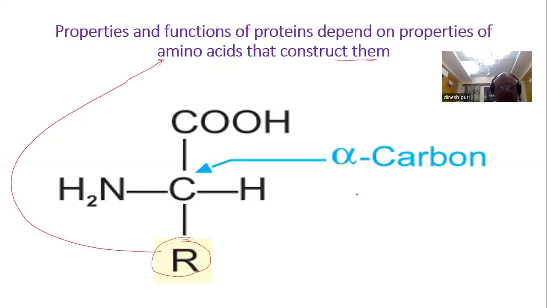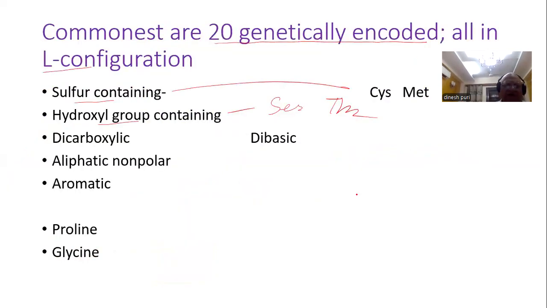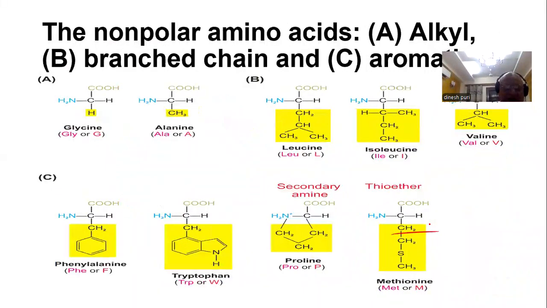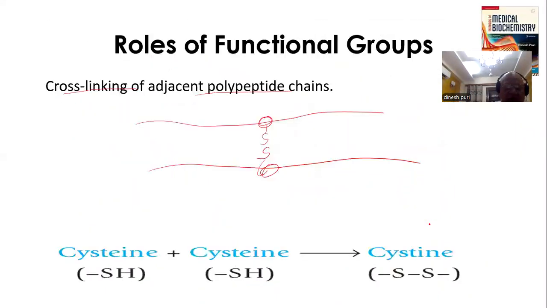So the R group, we had seen, varies. There are some sulfur containing R groups, hydroxyl group containing. There are certain which are dicarboxylic. There are two carboxyl groups, two amino groups, etc. So we had seen all that last time. Now today we are going to see special functions performed by some R groups.